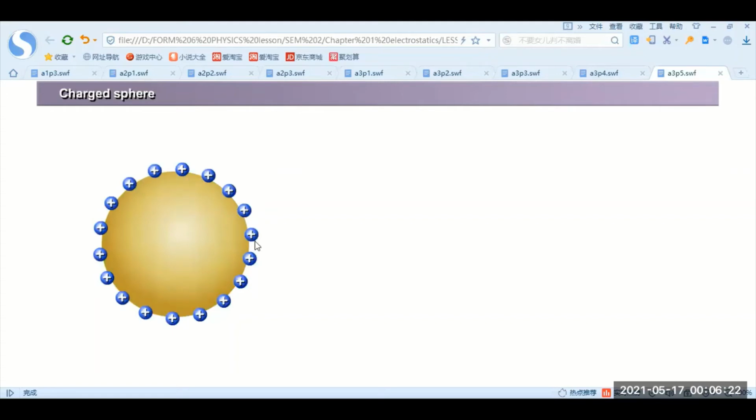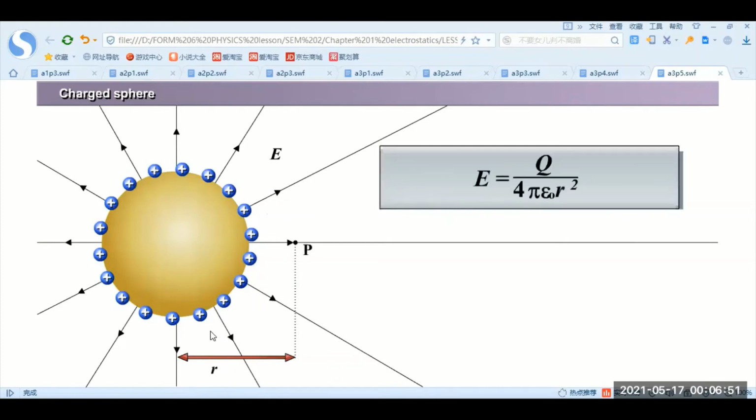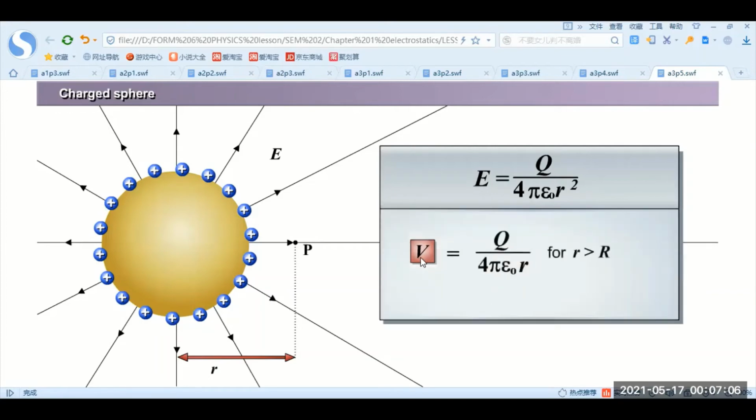Next, we look at the charge on a sphere. If there is a charged sphere, we notice that the charge is on the surface of the sphere. The distance from the center to a point P is represented by a small r. Now what happens at P? At P, the electric field strength will be equal to Q over 4 pi epsilon r squared. That is the electric field strength. How about the electric potential? It will be equal to Q over 4 pi epsilon r, the actual distance from the center of the sphere.